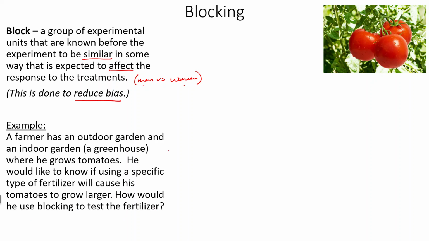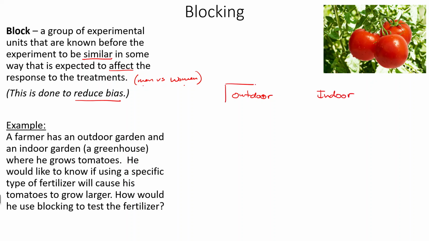All right, so he could say we'll use the fertilizer only on the indoor and just keep doing what he's doing on the outdoor ones. But then we don't know if it's the fertilizer that's causing him to grow better tomatoes or if just the indoor greenhouse is just a better place to grow tomatoes. So what we do is we use blocks. So we've got outdoor and we've got indoor.